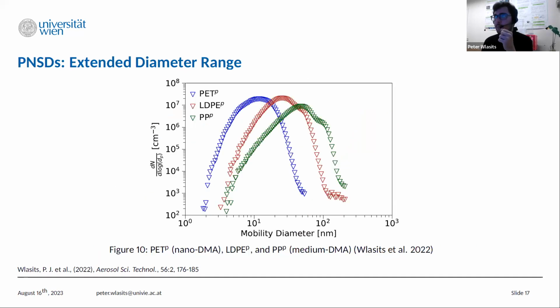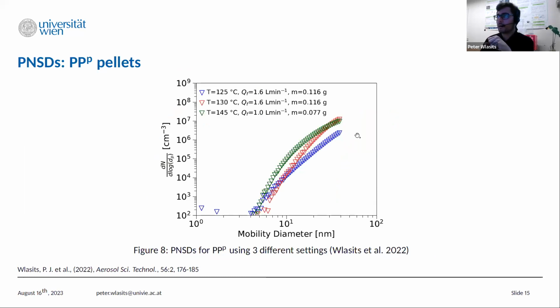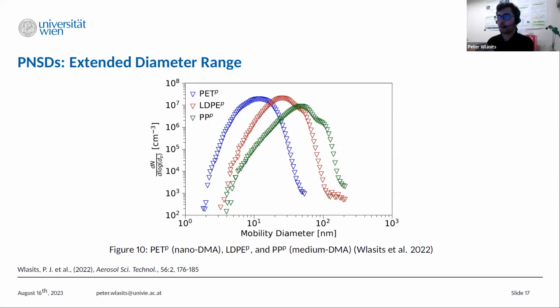And maybe I go back quickly, since we realized that here the distribution is cut off, we actually decided to also do measurements with that longer DMA, which allows an extended range of mobility diameters that can be selected. And on top, we also used a different tube furnace, the second one that I presented, such that we can see if there are any effects of the tube furnace. Maybe it wouldn't work for the other one or whatever.